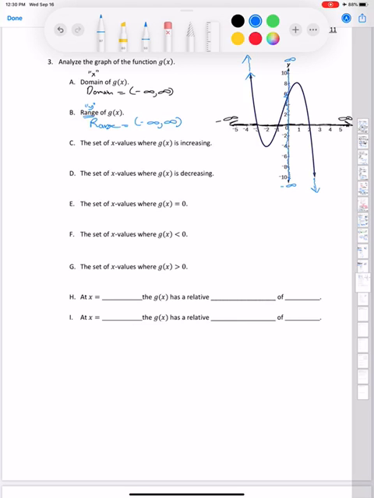So each x gives you exactly one output of y, and it's defined for all real numbers x. So again, talking about domain and range. Moving on, let's go look at this set of x values where the function g of x is increasing. So where is this graph rising or going up from left to right? That's what we're looking for.